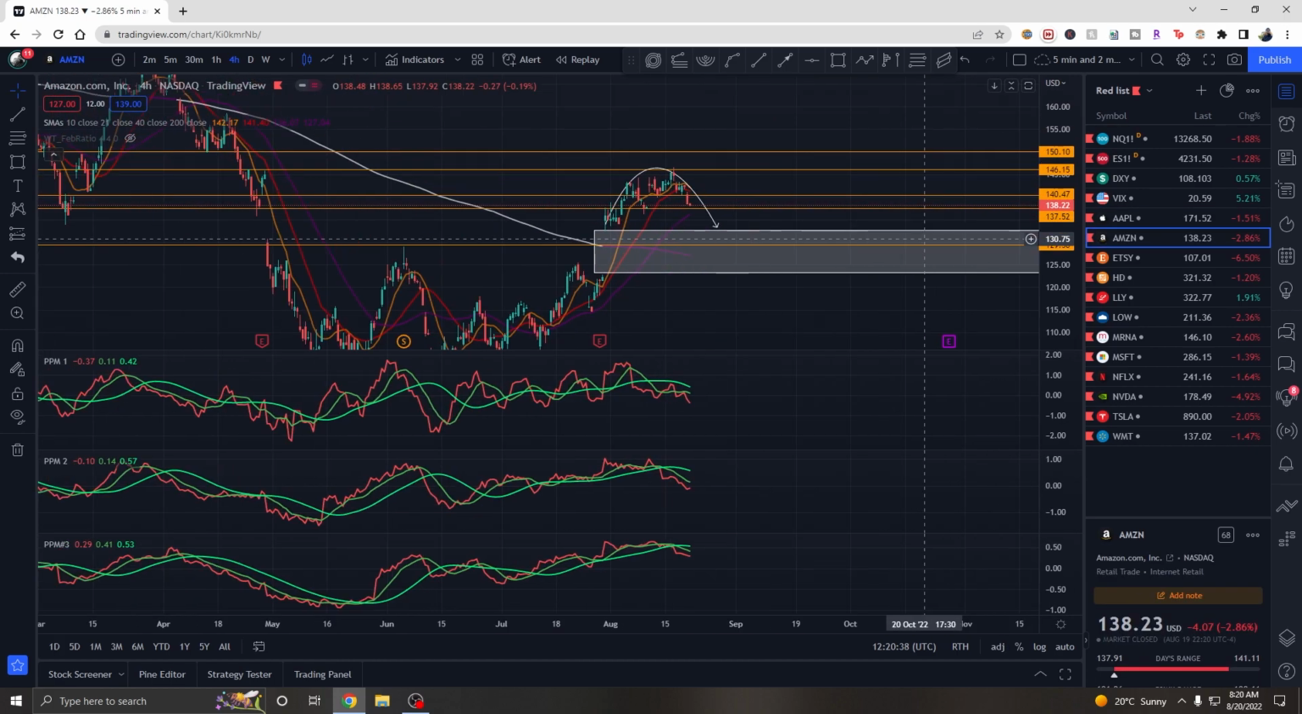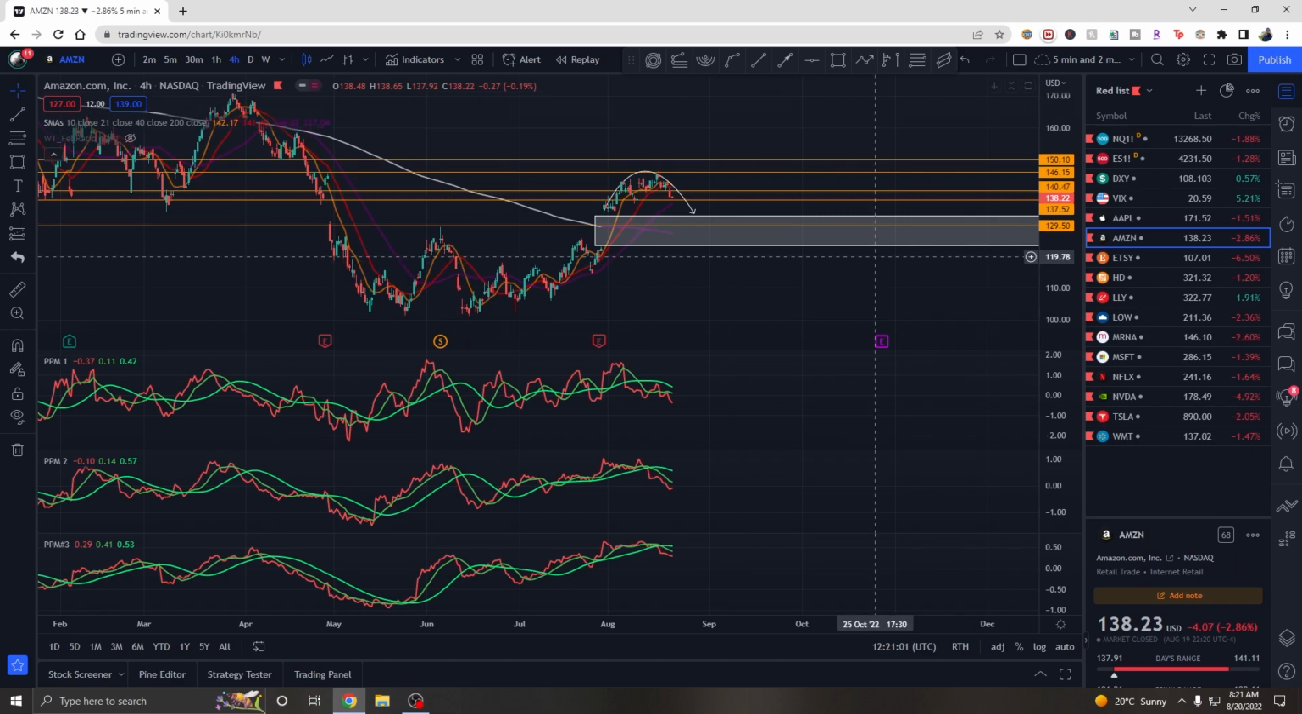Next one, Amazon. Amazon had this beautiful rounding top and it's an inverse cup formation. At this price point I'm expecting it to retest this 40 period moving average, which is at 135, and if we break through that, we can quickly come back down to retest the beginning of this gap fill, which is at 132.